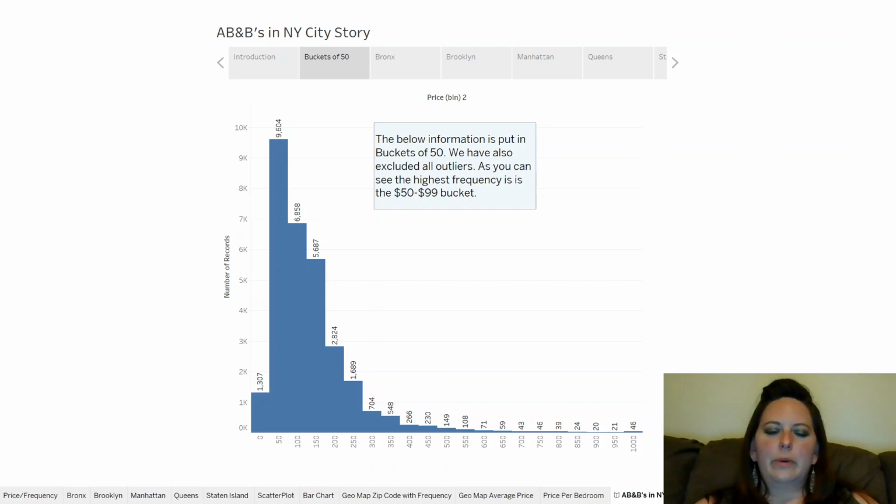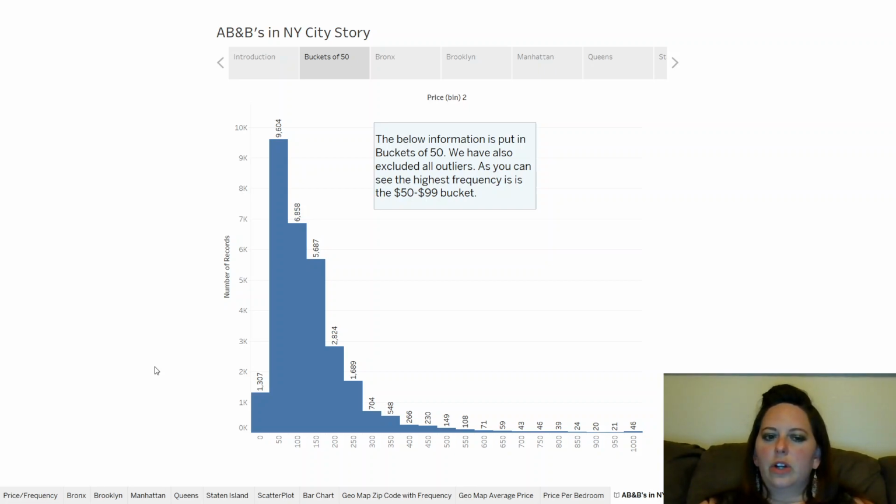This is a histogram that we'll be looking at. It has the number of records, which would be the number of Airbnb opportunities. This information is also categorized in the buckets of $50. So each line will be looking at the amount of the Airbnbs. As we will see on most every neighborhood, the $50 to $100 price range will be the highest in all of them.